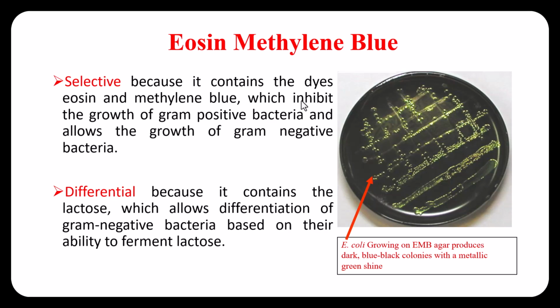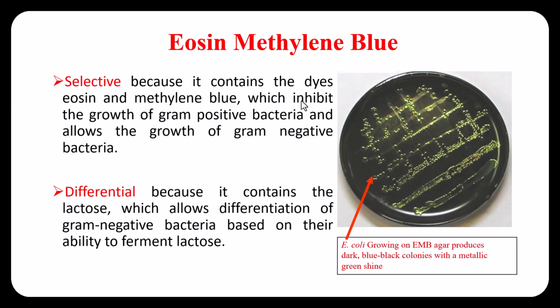In this image, you can see the growth of E. coli on this type of agar, which produces a dark blue-black colony with a metallic green shine. And this metallic shine is important for identification of E. coli. Why is this character mostly specific for E. coli? As I mentioned, it's selective for gram-negative bacteria. It allows gram-negative bacteria to grow on it, and it contains the dyes eosin and methylene blue.